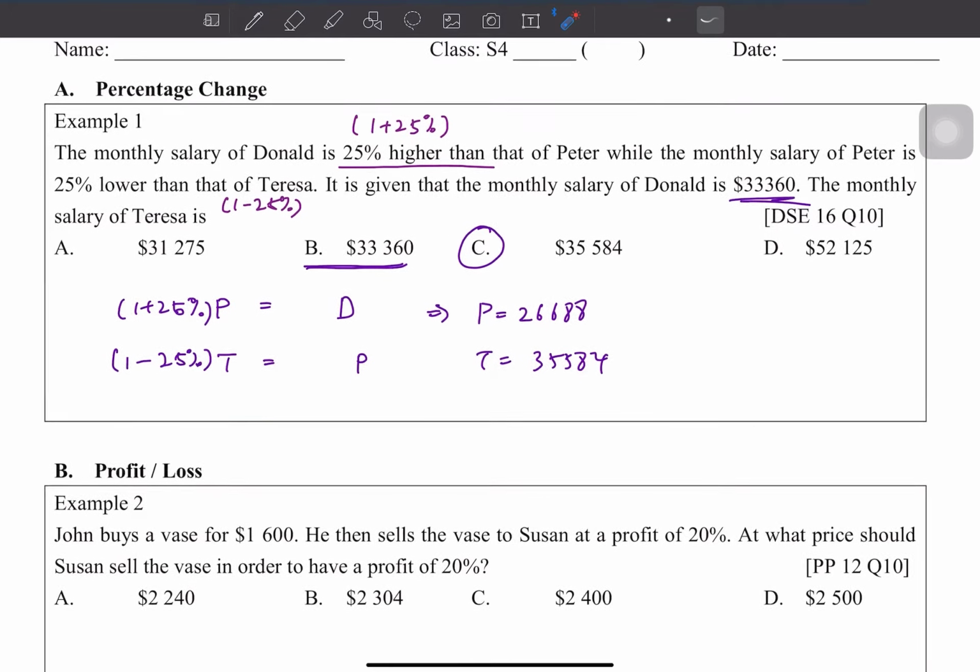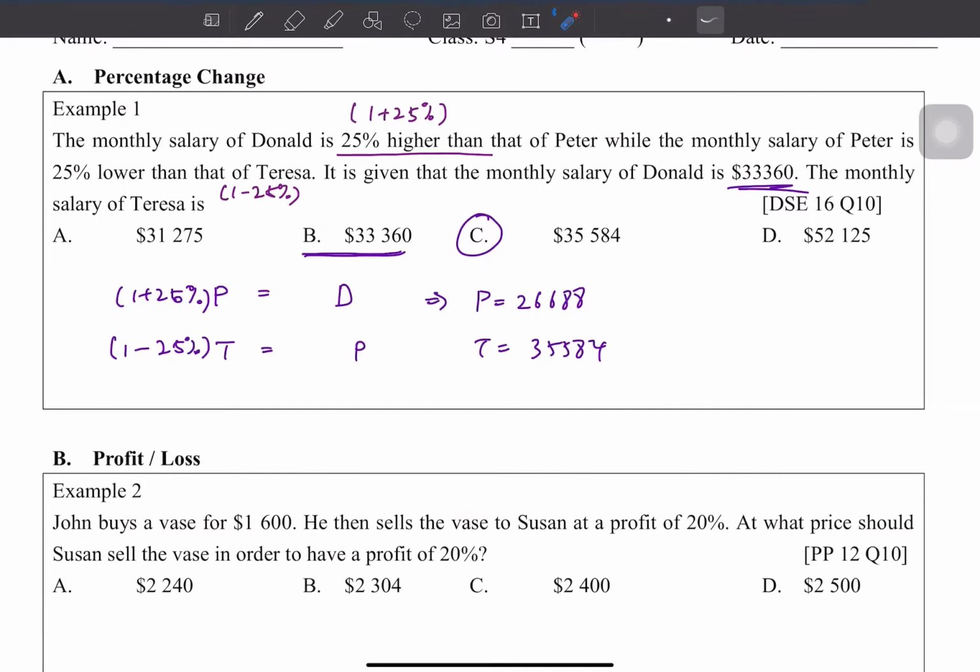Hope that this question can help you to learn one of the important concepts related to percentage change. I will write down the factor first and then think about whether the factor is on the left hand side or right hand side.